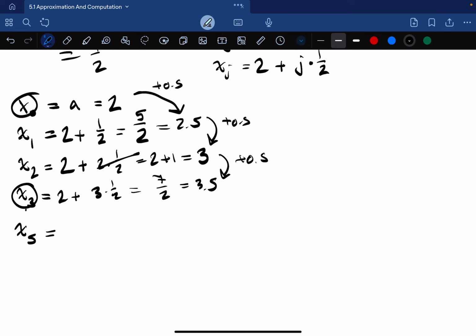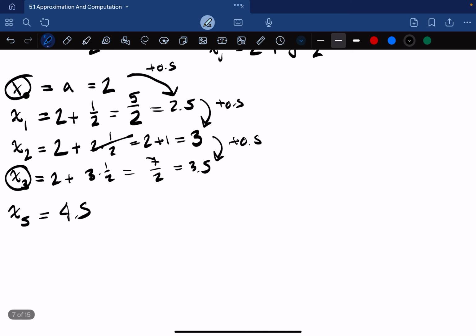So all I have to do is, if I have x of 3 and I want to get to x of 5, I know there's 2 away. So all I have to do is add 0.5 twice to my x of 3 value. So 3.5, and I would get x of 5. So just using that method, I'm going to say that it is going to be equal to 4.5.